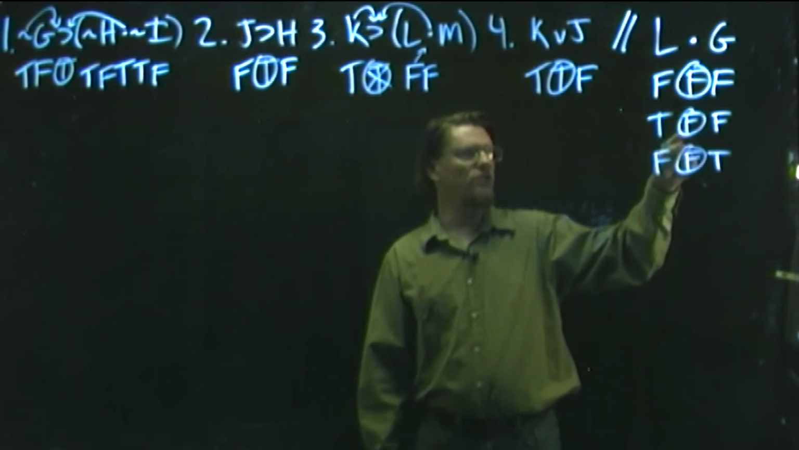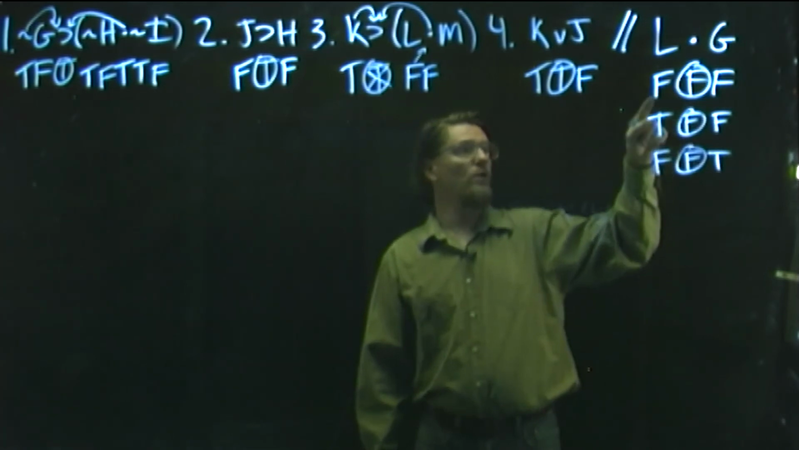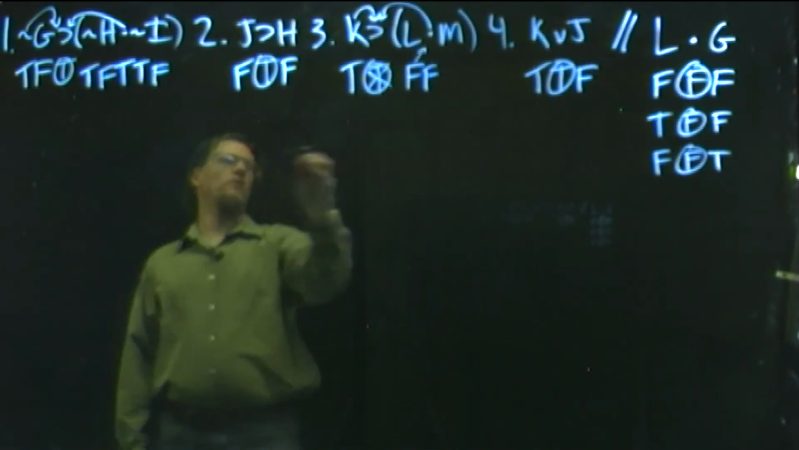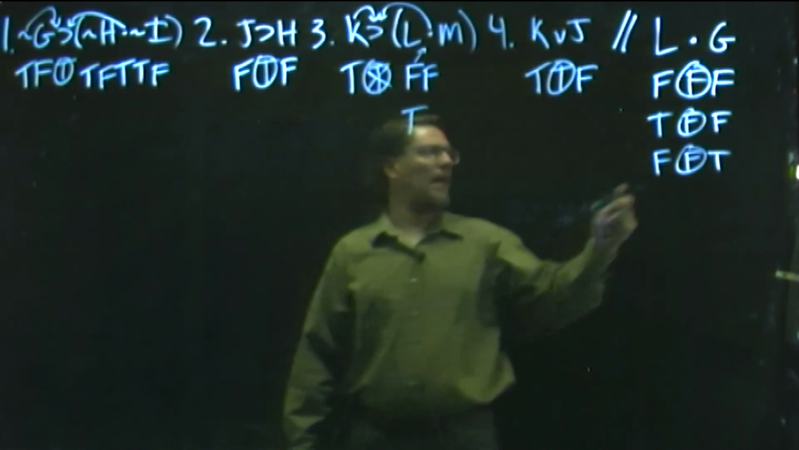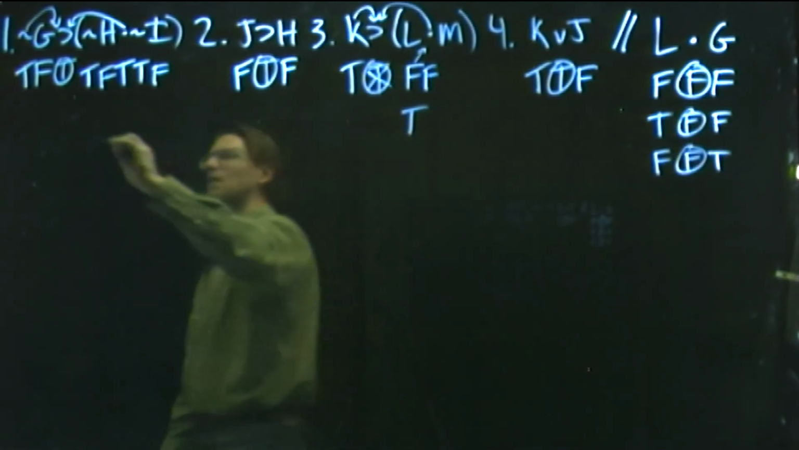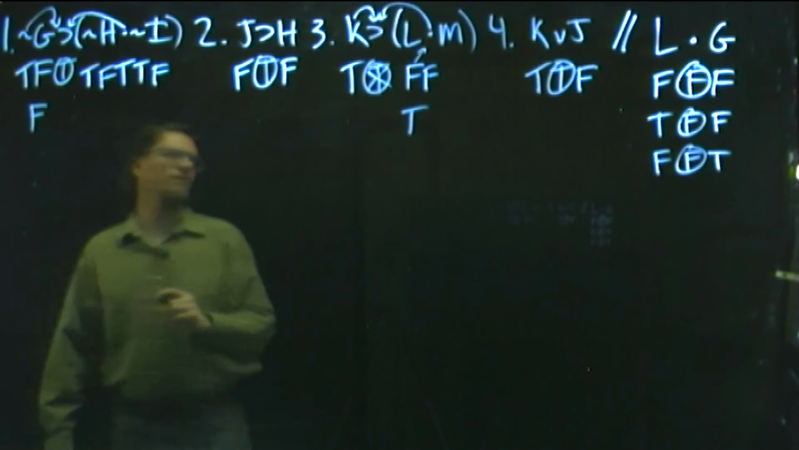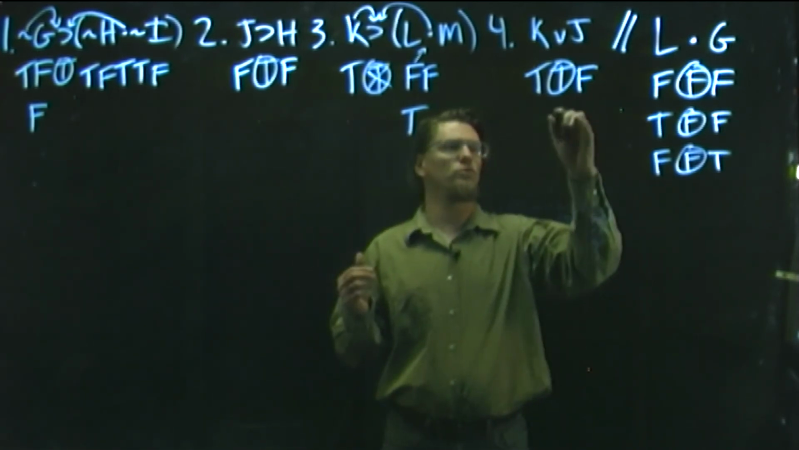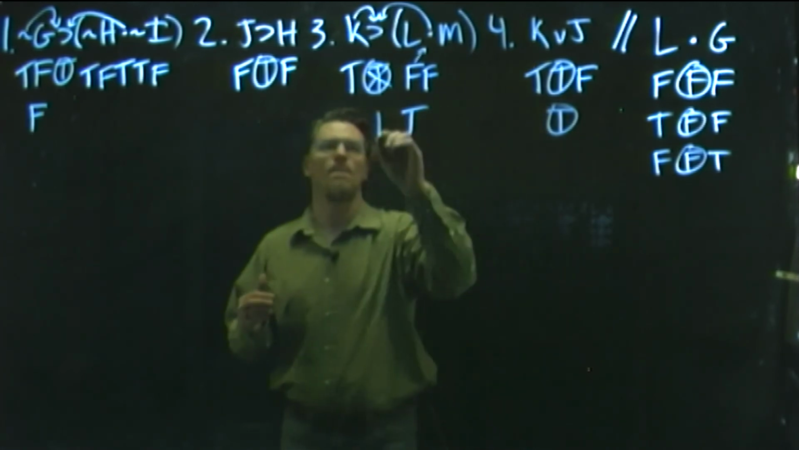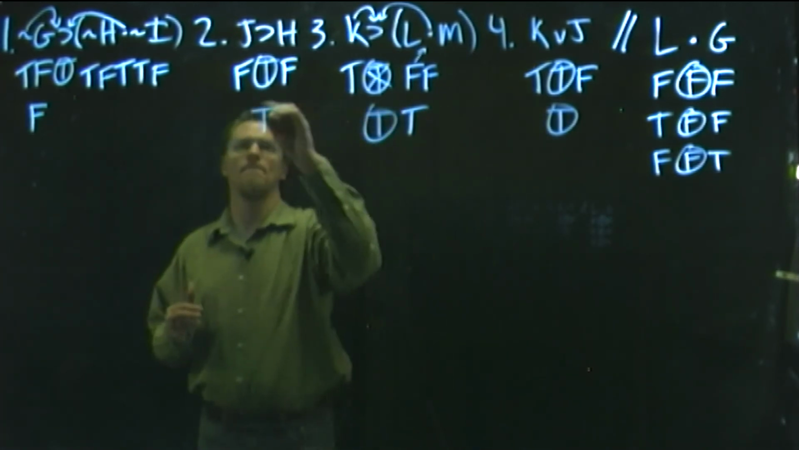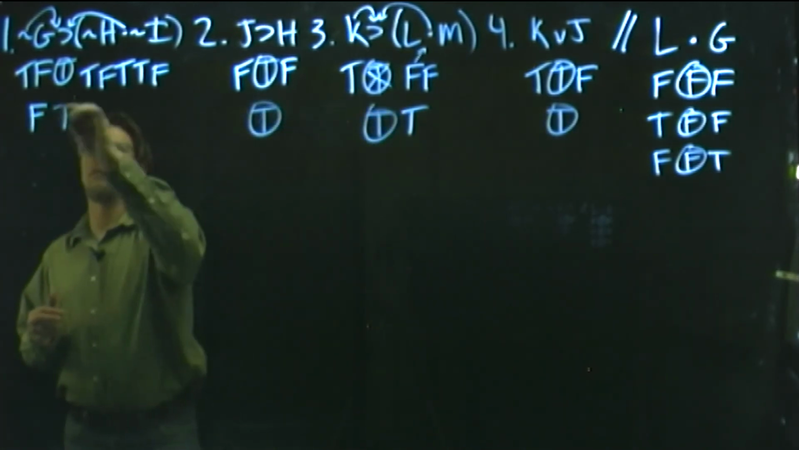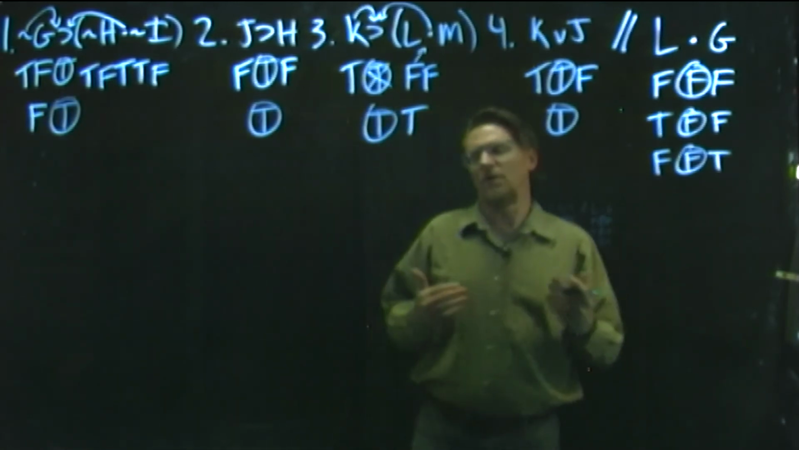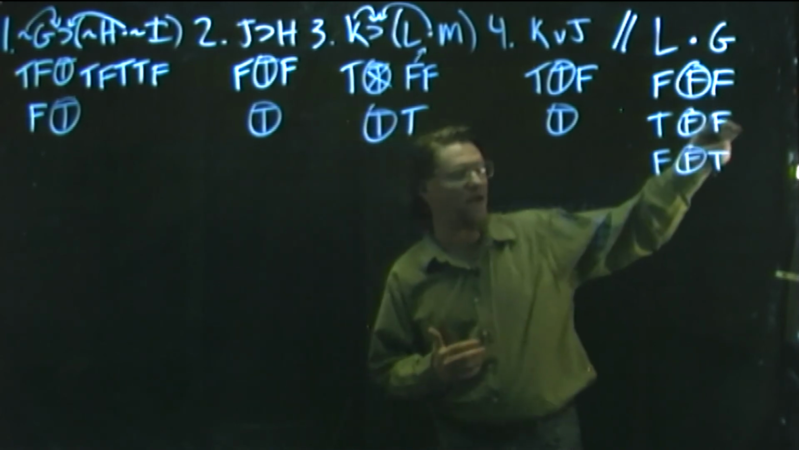And so what we're going to do here is we made the conclusion false. We have L is true. Where'd my L go? There it is. And G is false. G is false there. Okay? And then we're going to make all the premises true underneath the main operator. Like so.